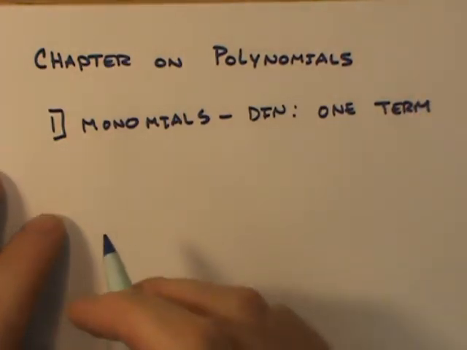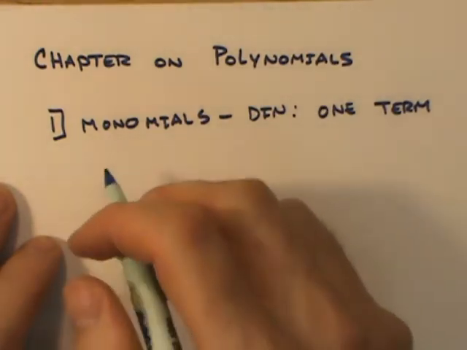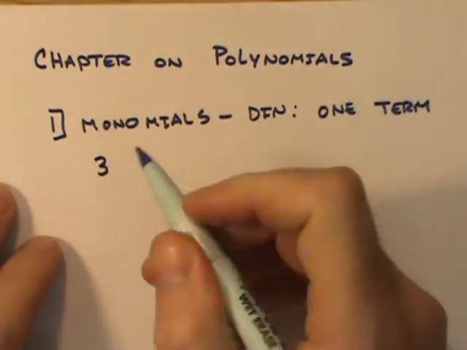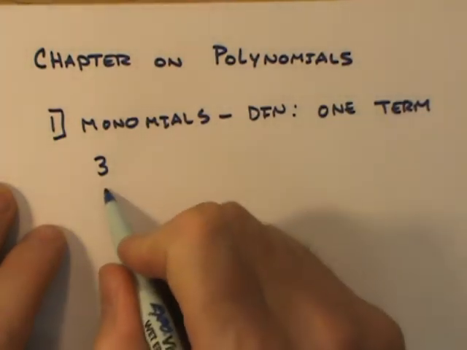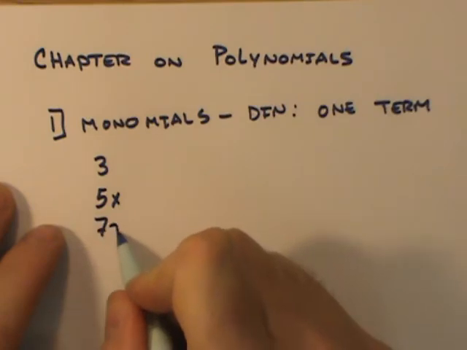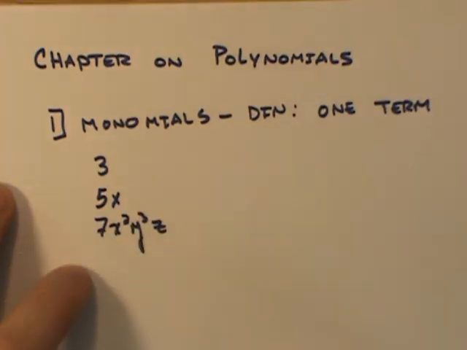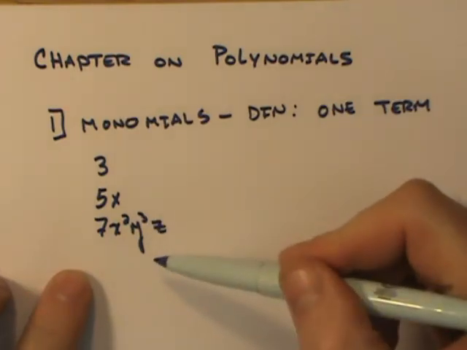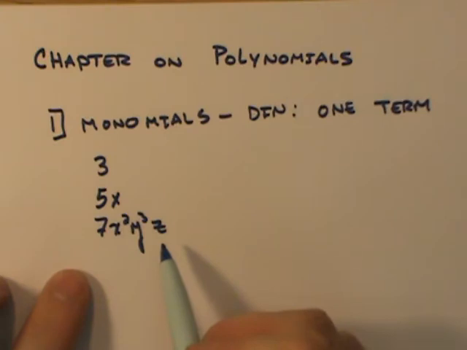Now, one term can take several different forms. We could talk about having a simple constant. We could say something like 3. That's considered a monomial. You could have 5x. You could have 7x squared y cubed z. Notice with all three of these examples, you essentially have one term that's listed.